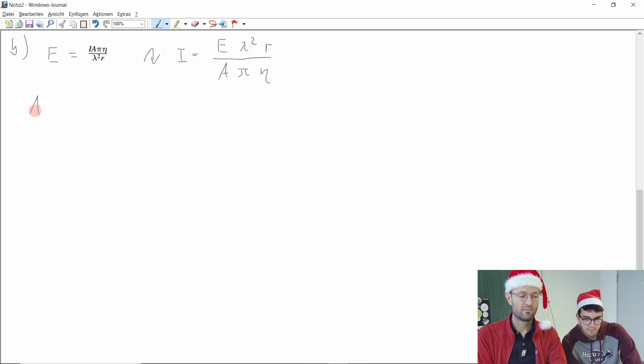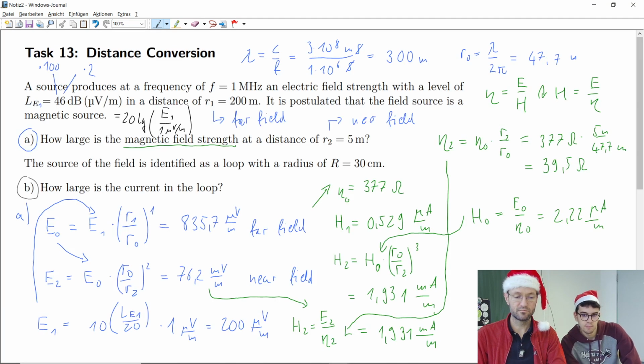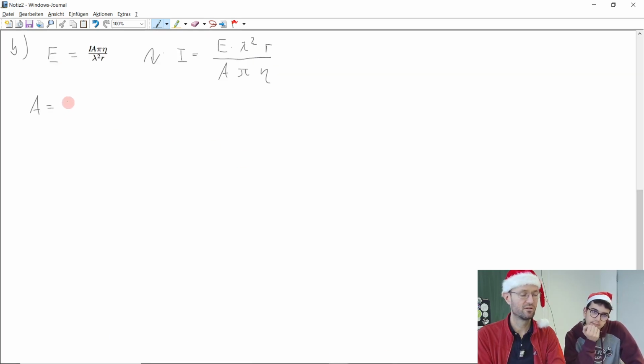So how can we calculate the area of the loop? It said the field is identified as a loop with a radius of 30 centimeters. So we can assume, okay, it's probably a circular loop, right? And so if we have a certain radius, how can we calculate the area of this loop? Pi R squared, exactly. Well, we could also insert this in there, but now we have to be careful. That's why this radius there is written with the capital R, to not be confused with this r, because this is our distance.